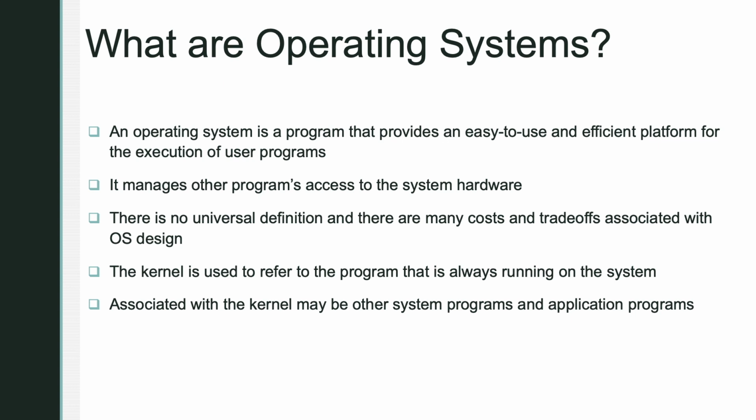So as I said before, there are many different operating systems, and they have many costs and trade-offs associated with their intended uses. There's no real universal definition for what an operating system is, but there's usually a part of it that's referred to as the kernel, and this is a program that is always running on the system. So it's always running in the background on your system and managing access to the hardware resources and scheduling processes. And on top of this kernel, there may be other system programs and application programs.